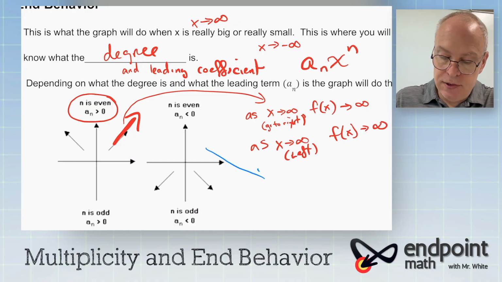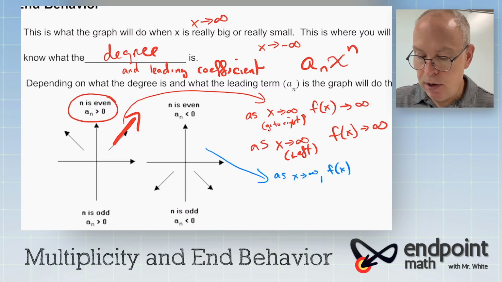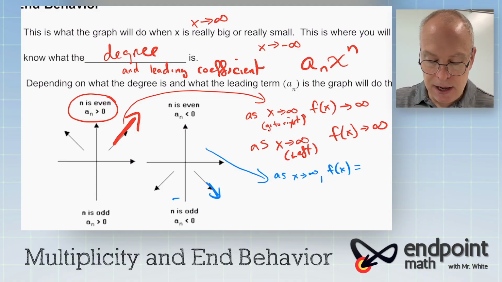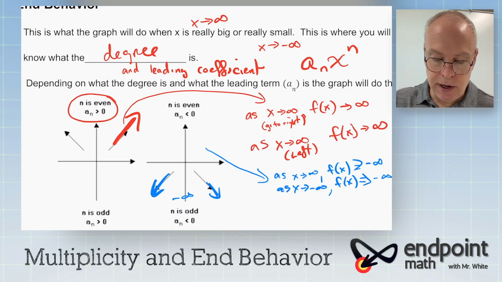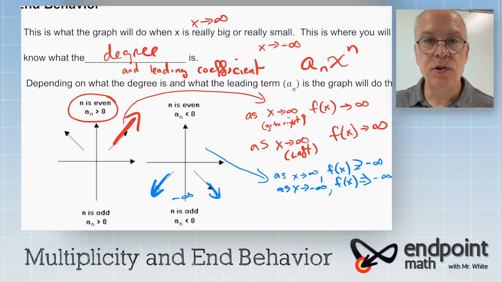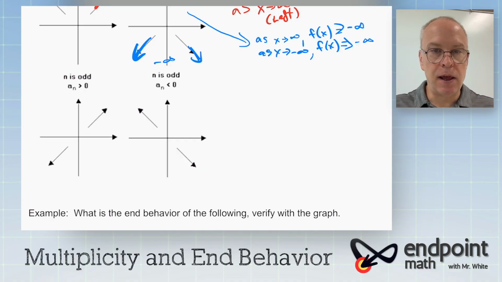Now, this is simply reversed. As we go to the right, the outputs are now going down to negative infinity. As x goes to negative infinity, that's called the left, f of x is heading toward negative infinity as well. So it's going down on both sides. All right, this is called end behavior, where you're just describing what the outputs are doing in the extreme, that's infinity, on both sides. All right, on the far left and the far right.